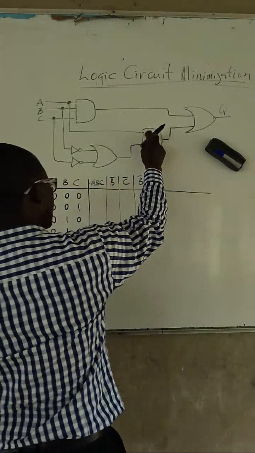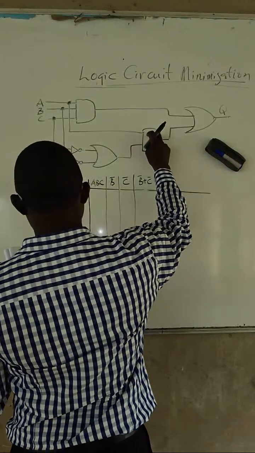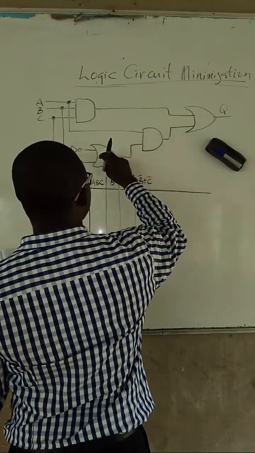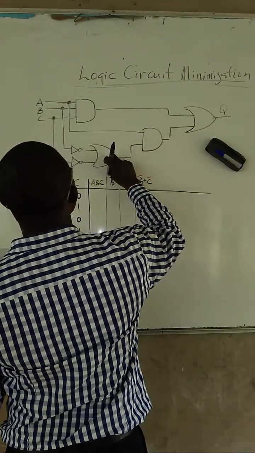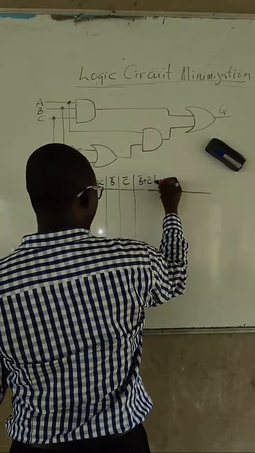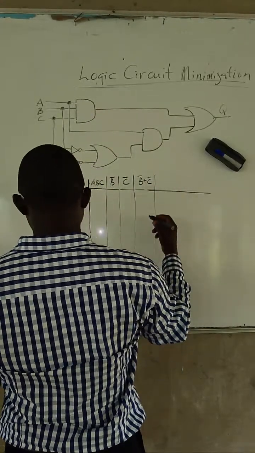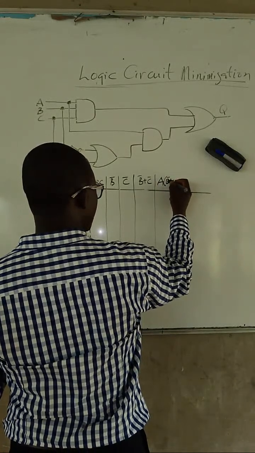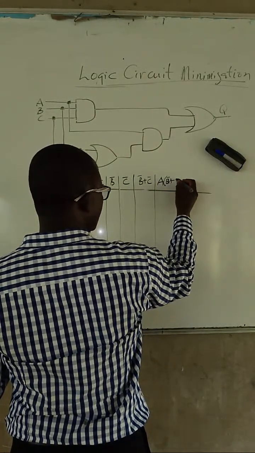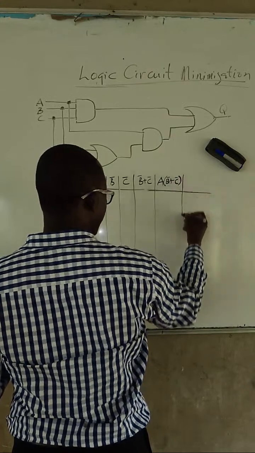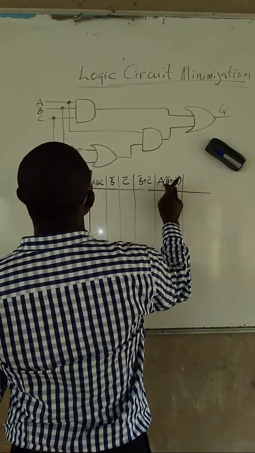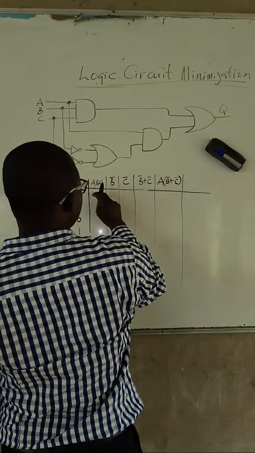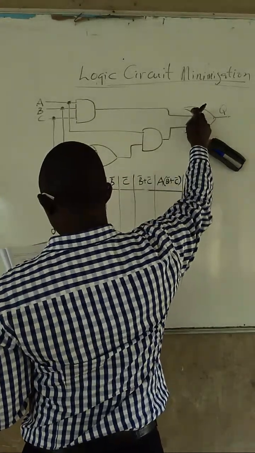Then this gate also, we are going to have this output and A. Then that one will give us A into B bar plus C bar. Then this last one and the first AND gate will now serve as input to the last one.